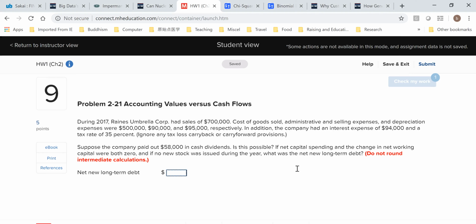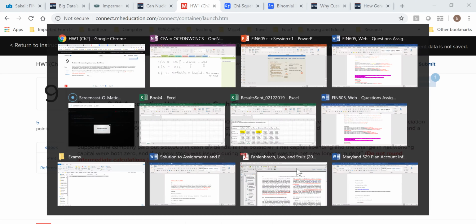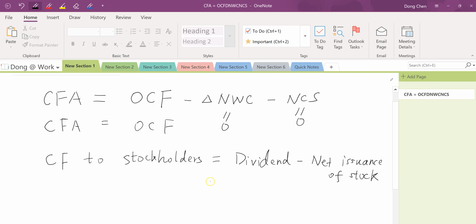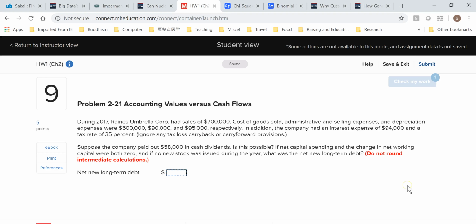In this case, no new stock was issued during the year, and there's no information about the purchase of the stock, so we can safely assume that's also 0. So that tells us, based on this equation, cash flow to stockholders simply equals dividend. So far, as we read along this setup, we can gather those results. But the question is asking us, what was the net new long-term debt? Net new long-term debt.